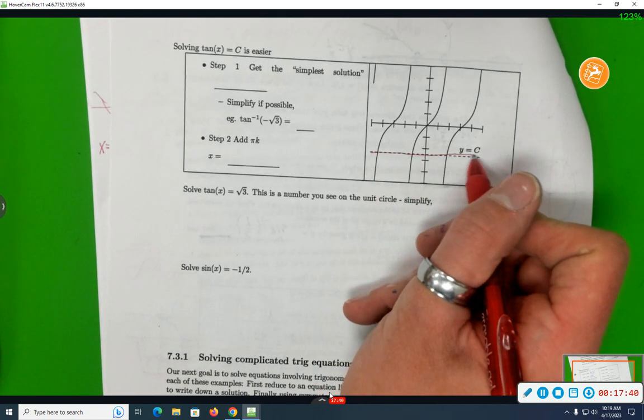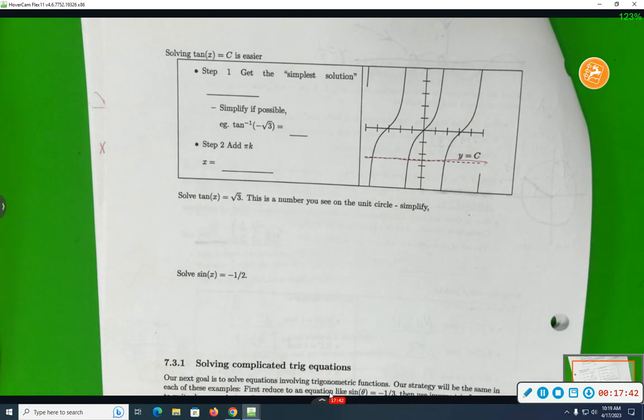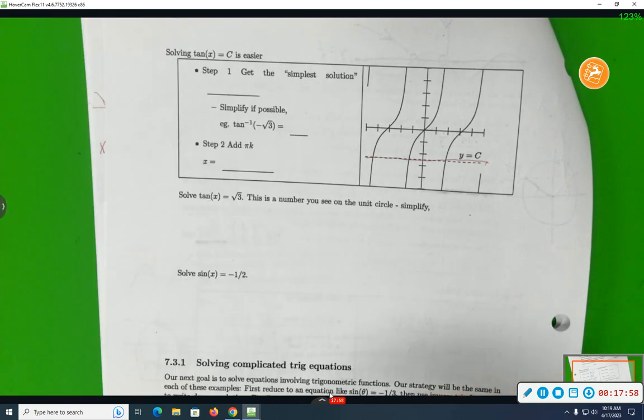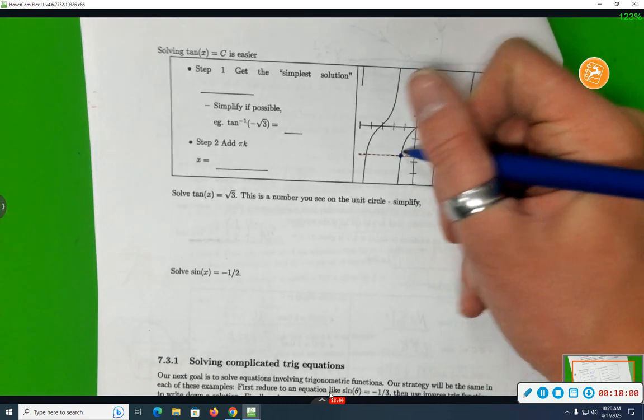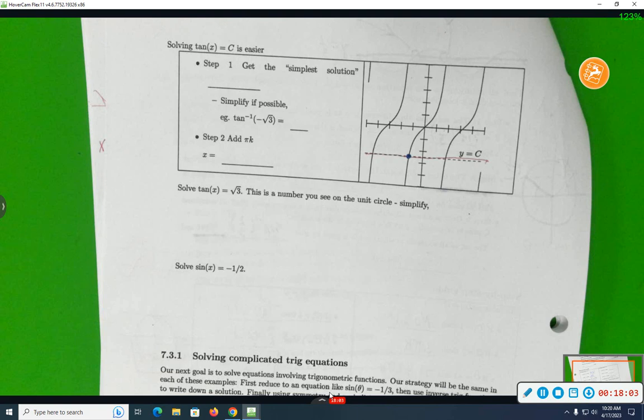There's a line at y equals c. Does it look like tangent crosses that line no matter what c is? So this equation will always have solutions. Tangent of x equals a number will always have solutions. No solutions is never an option. Let's follow the same instructions to get the solution. So step 1, find the simplest solution. That'll be the one in the range of inverse tangent. Tangent of x equals c. What's the simplest solution to that?